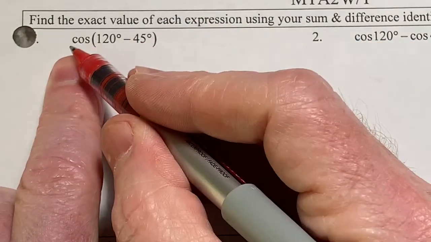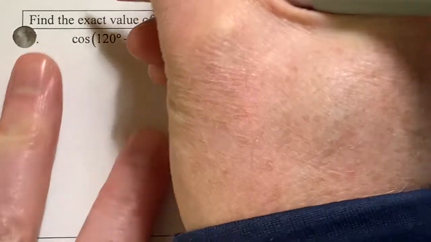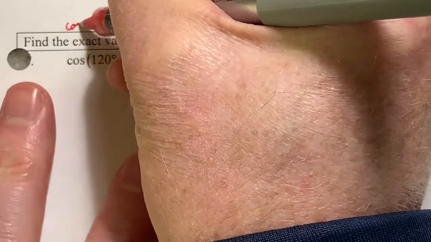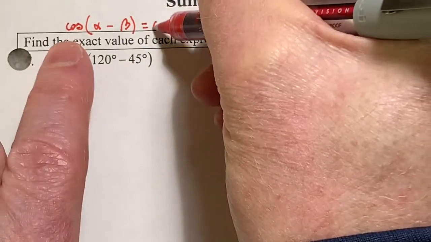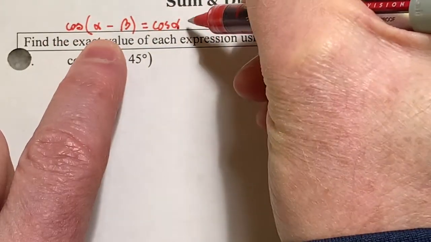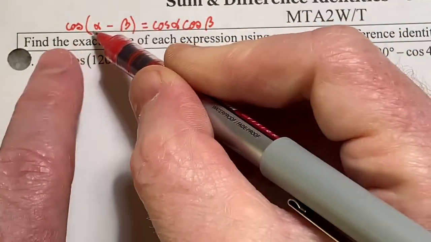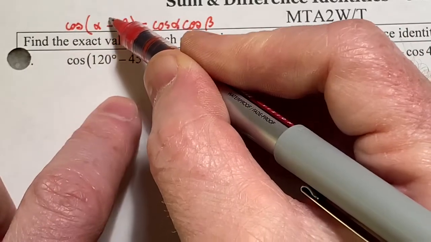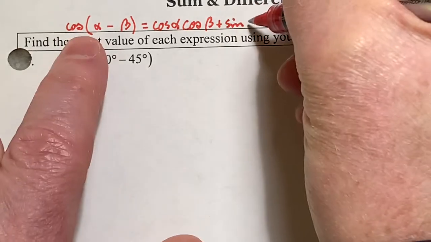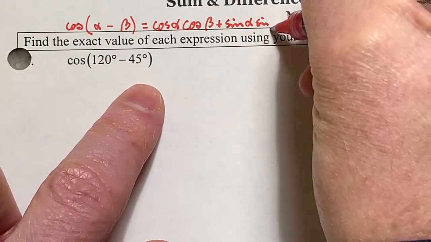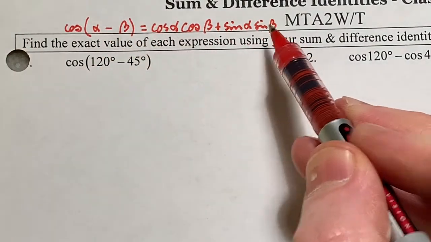Now you have a cosine of alpha minus beta identity. I'm going to bring it down and write it up here. Your cosine of alpha minus beta identity tells you to take the cosine of the first angle times the cosine of the second angle. Ignore the negative, just look at the two angles. And then change that negative to a plus, and then take the sine of the first angle times the sine of the second angle. And that's how you simplify this. Doesn't look simpler, but watch what happens.